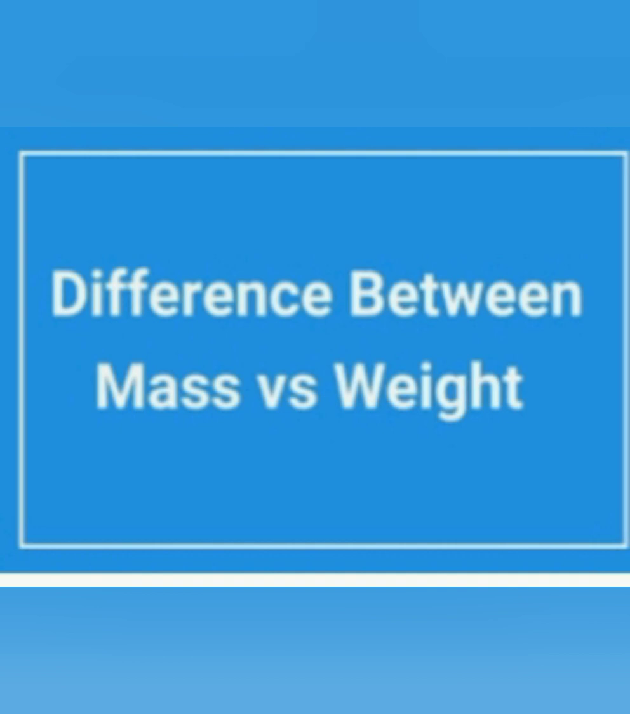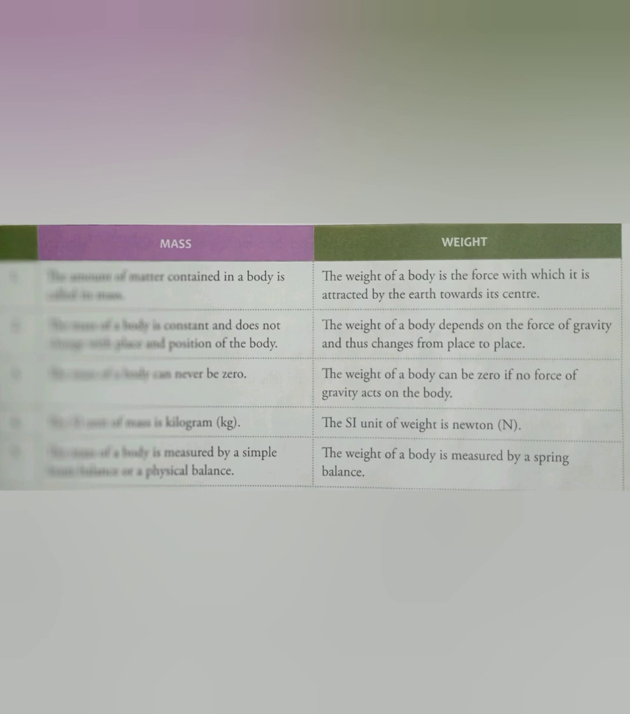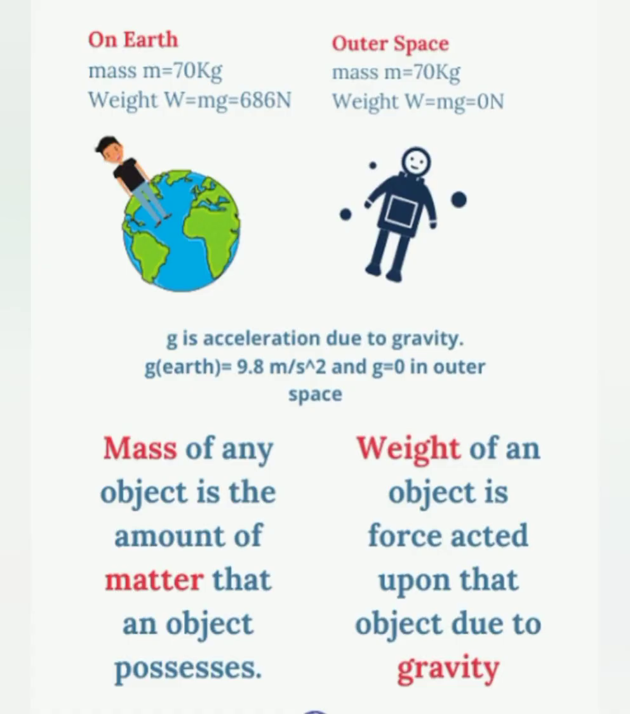First point: the amount of matter contained in a body is called its mass. Weight: the weight of a body is the force with which it is attracted by the earth towards its center. Second point, the mass of a body is constant and does not change with the place and position of the body. The weight of a body depends on the force of gravity and thus changes from place to place. Third point, the mass of a body can never be zero.